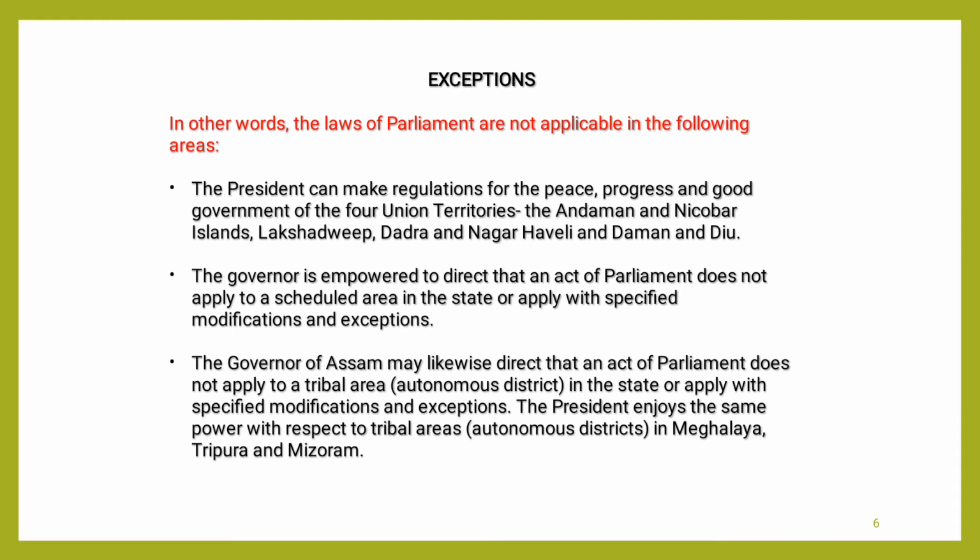Next, following this, there are a few districts in Assam, Meghalaya, Tripura and Mizoram. They are autonomous. So that again means no parliamentary laws are applicable here also. So we see these are the exceptions, a few exceptions for a few areas. We need to remember this.